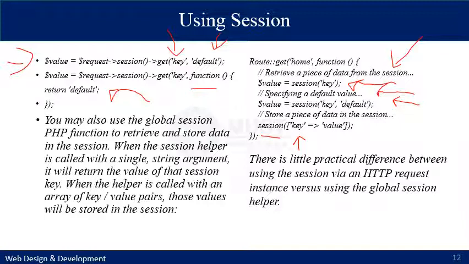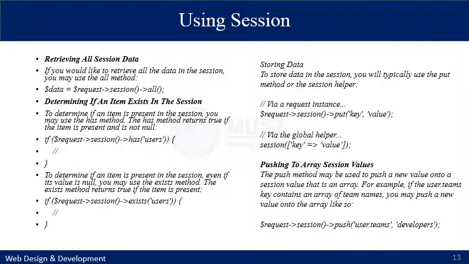There is little practical difference between using the session via the HTTP request instance versus the global session helper. You can retrieve all the session data by calling the session all method, and it will retrieve all the session information that is currently present in the session. You can also determine if an item exists in the session by using the has method of the session and specifying the key. It will determine if the key item is present in the session.